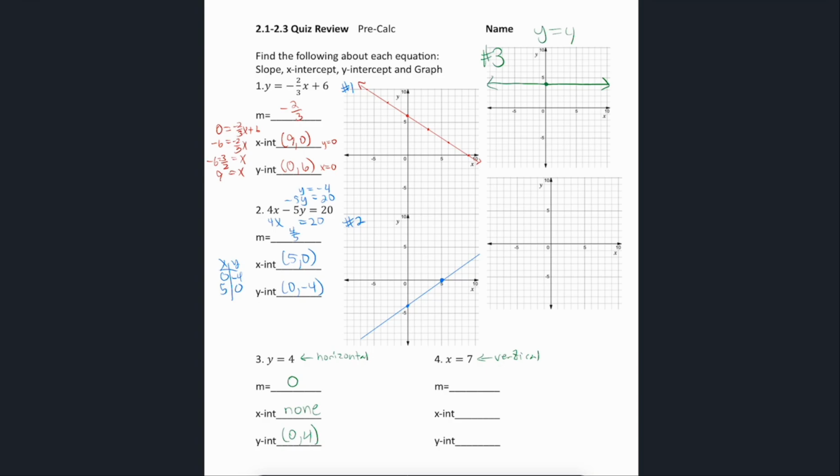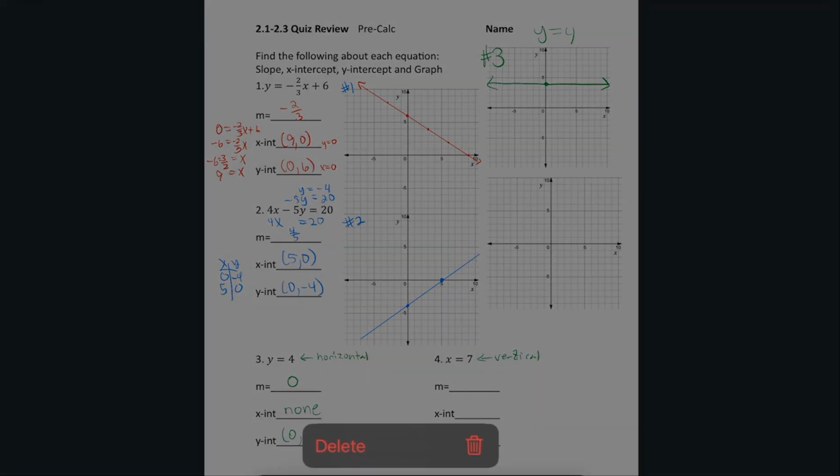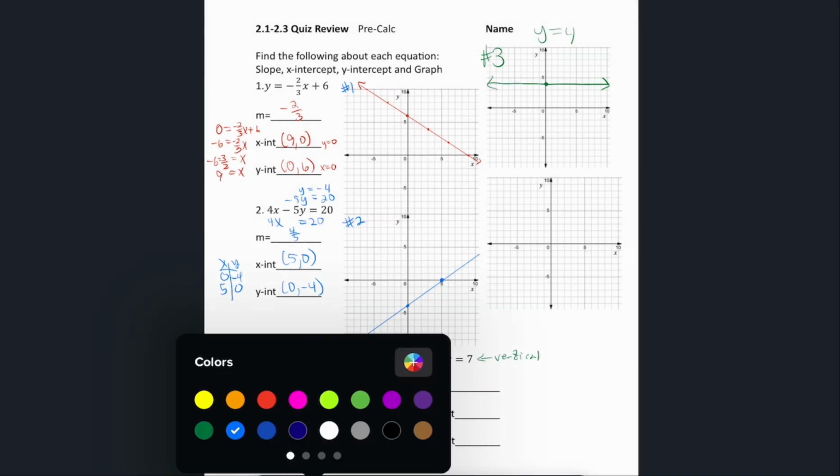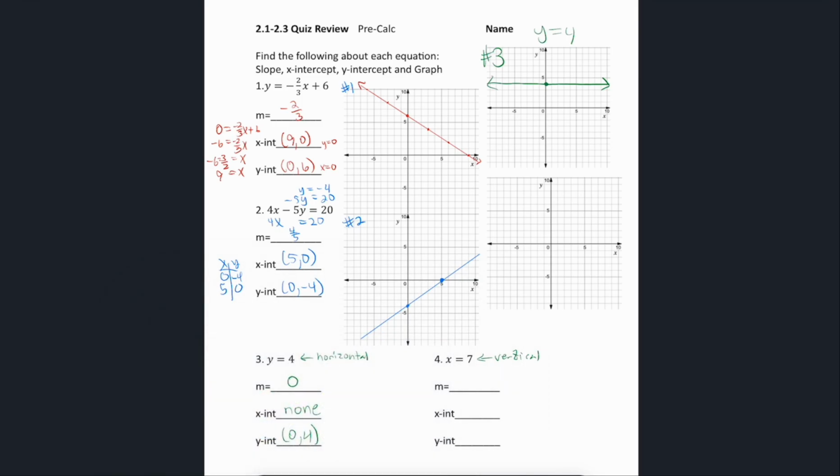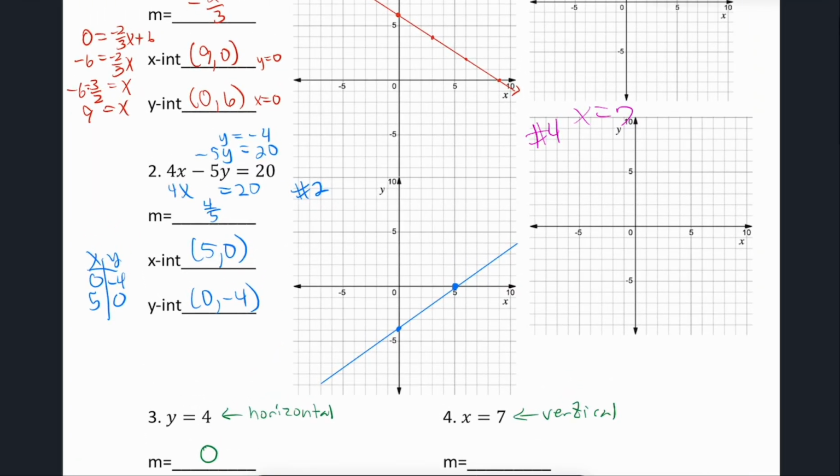And then finally, I'm just trying to get a different color here. Okay, we got it. For this bottom one, x equals 7, let's put that right here. That is a vertical line, so hit the x-axis at 7 and make your vertical line.